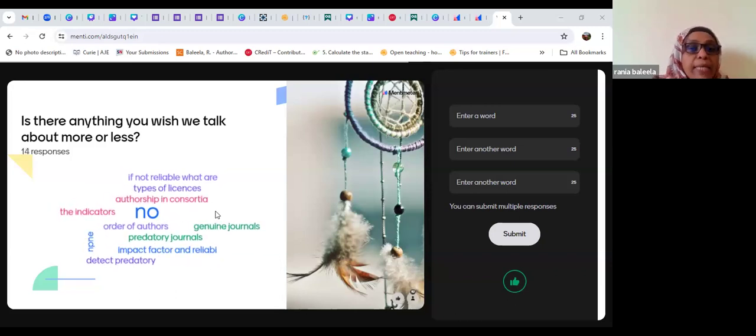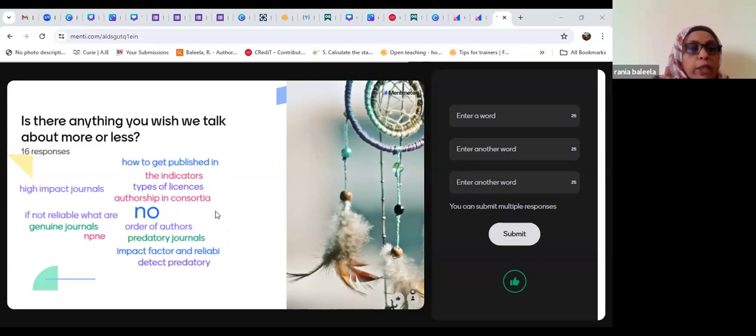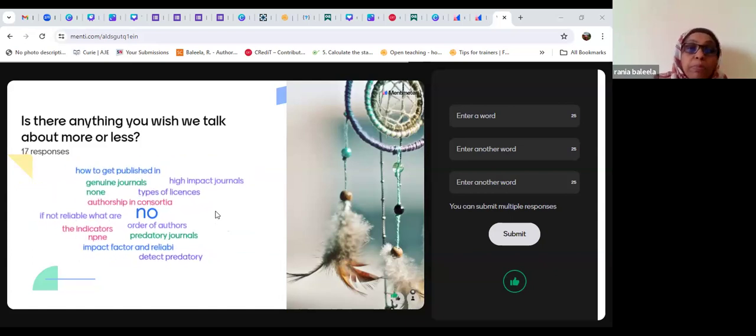The impact factor and its reliability, I may touch on it in the next sessions as well. How to get published. This is a big one. I will try to answer it in our next sessions. The high impact journals, yeah, I have a problem with impact factors. I'm trying to be honest here, because of the business model behind it. But I will take you through that as well.